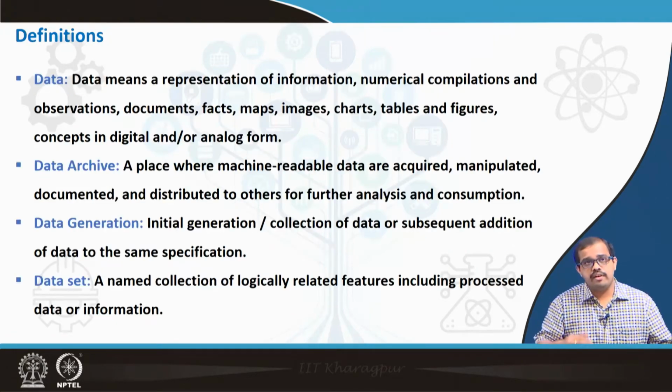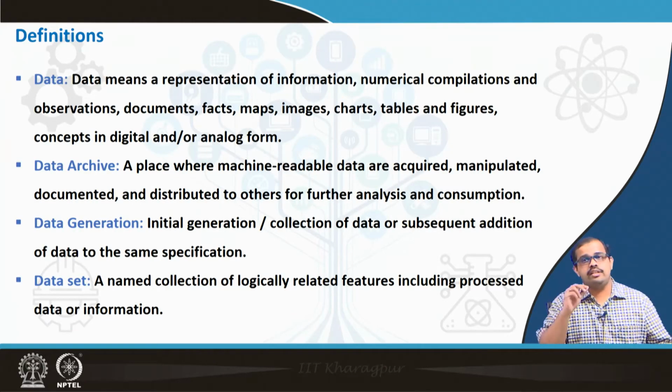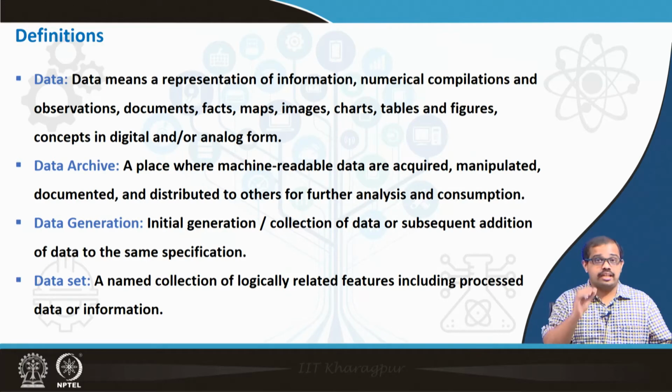So, when we are looking at this policy, there are certain definitions that we have to look at. The first definition is about data itself. When I say data, data means any representation of information, numerical compilations and observations, documents, facts, maps, images, charts, tables and figures, concepts in digital or in analog form. So, all of these are data. Anything that gives you information in any form is data. Okay. So, that comes under the definition of data.